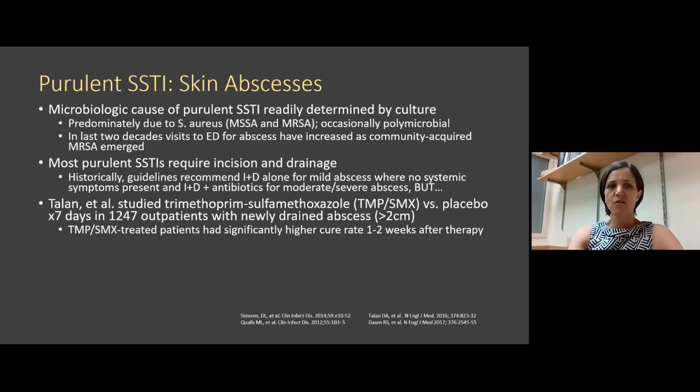So the first one was in the New England Journal in 2016, and it was a study of trimethoprim sulfa versus placebo for 7 days in over 1,000 outpatients with newly drained abscess. The definition of abscess in this particular study, they had to be larger than 2 centimeters. But I'll remind you, a 2 centimeter abscess is actually pretty small. So these patients also had to be slated for outpatient care. So they had to have basically mild abscesses.